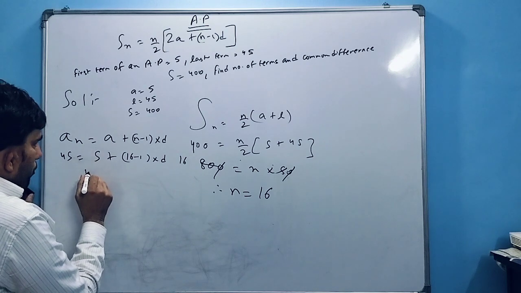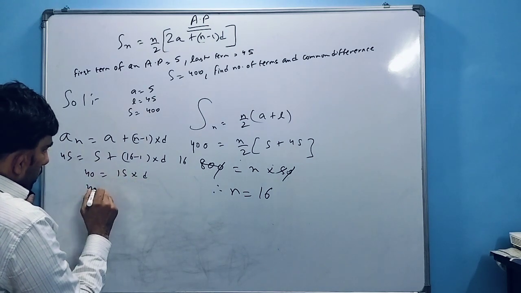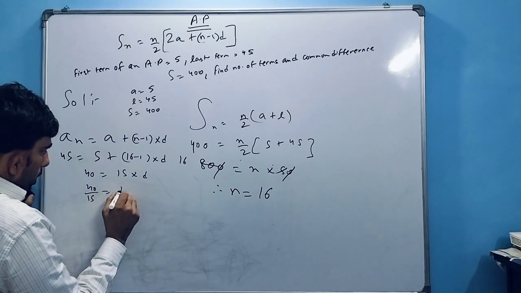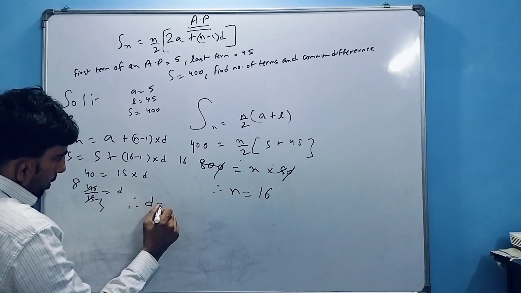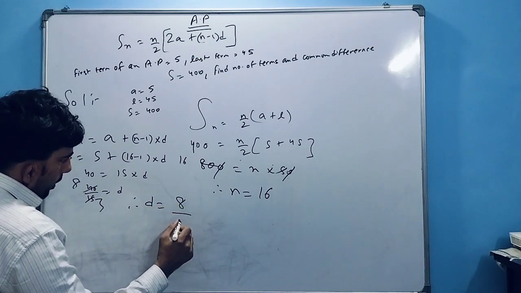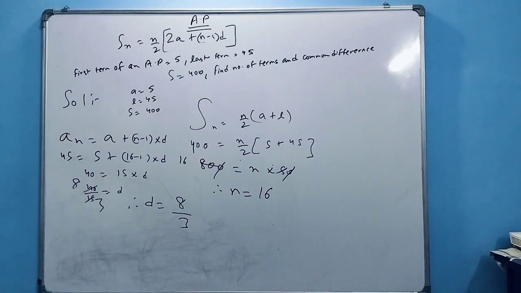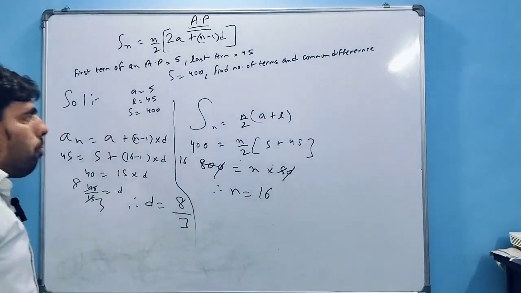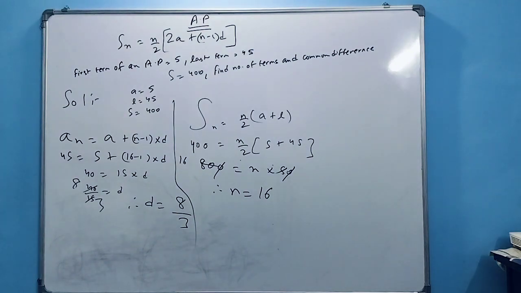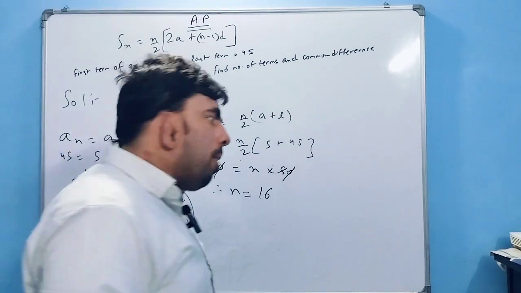Now 45 minus 5 is equal to 15 into d. So I got 40 upon 15 is equal to d. If I reduce it, I find the value, that is 8 upon 3. Okay. So in this section we have tried to find two values, that is the number of terms and the common difference. Okay.